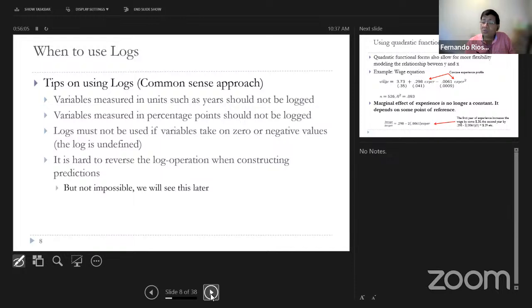It might seem that you would like to log everything. However, there are some cases where the information itself is better left as it is. Which kind of cases? This is not a hard rule, but something that I in particular believe is correct. If your variable is measuring years, for example, age, years of education, years of experience, etc., my preference would be that you shouldn't be logging that variable.